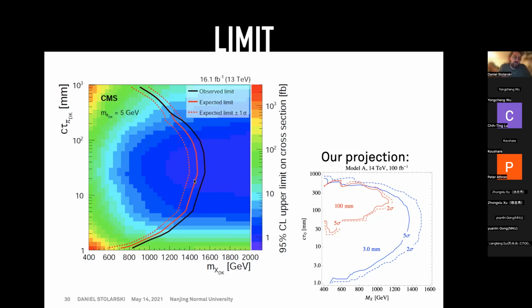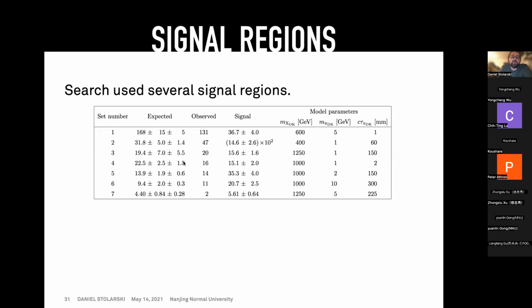And of course, you haven't heard about this, or it's not been big news, so they only set limits. There's no discovery, but this search program is ongoing. And in particular, if you open this paper, they have, as usual, many signal regions where they have different cuts on their search variables. And I looked at this and I see that the expected number of background events in signal region 2 is 32, and the observed is 47. So that seems like some kind of excess.